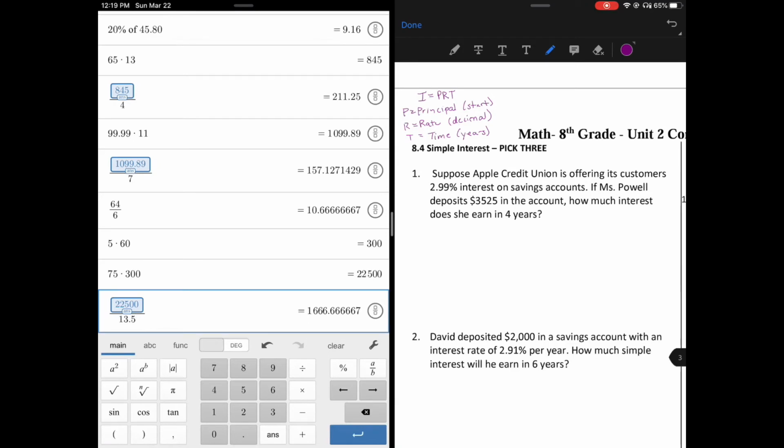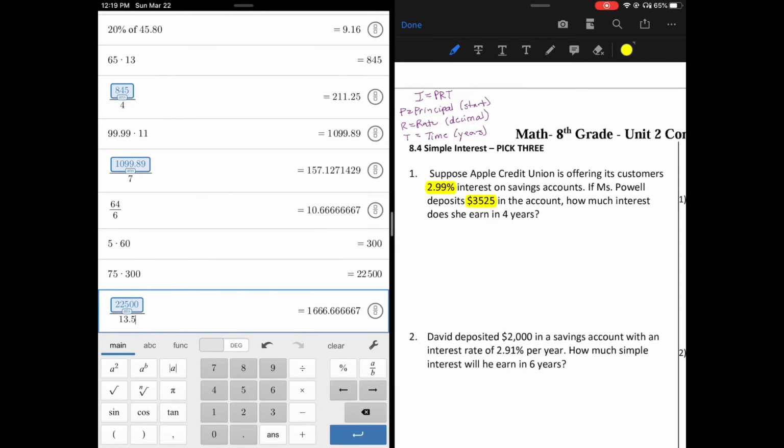So if we look at number 1, it says, suppose Apple Credit Union is offering its customers 2.99% interest on saving accounts. If Miss Powell deposits $3,525 in her account, how much interest does she earn in 4 years?